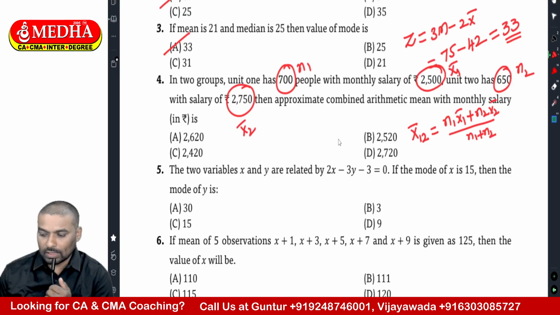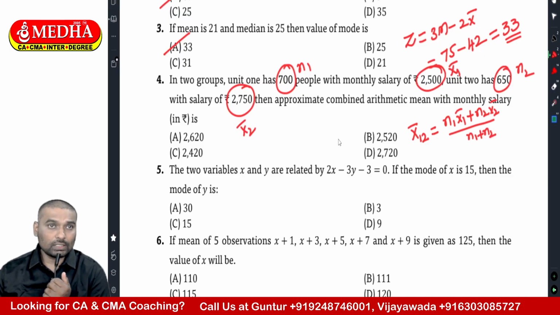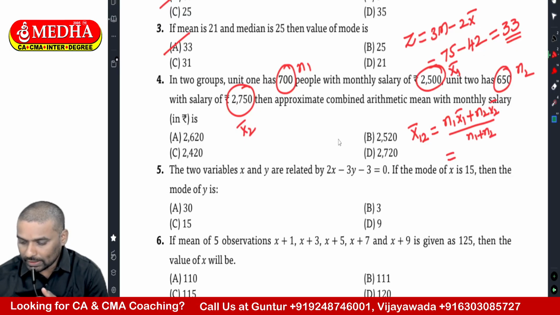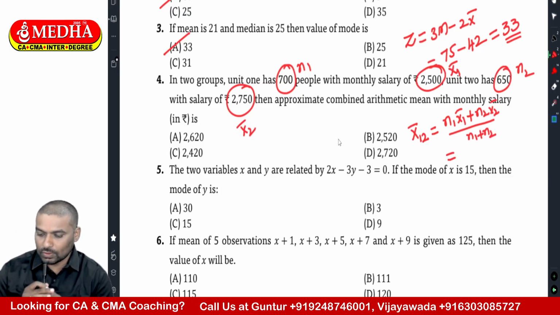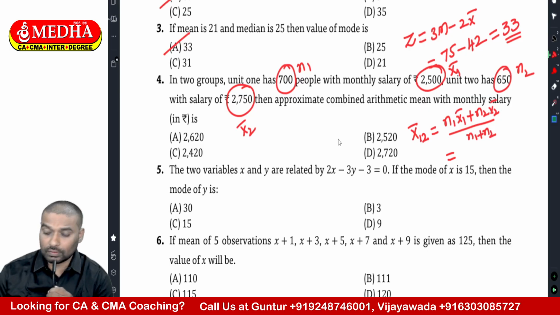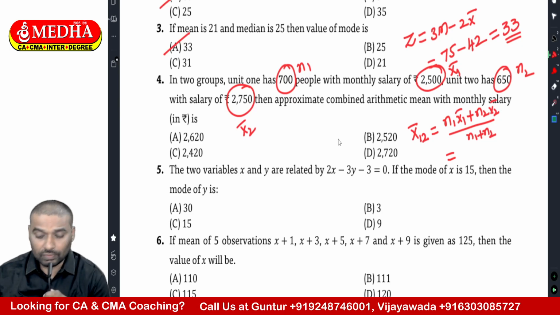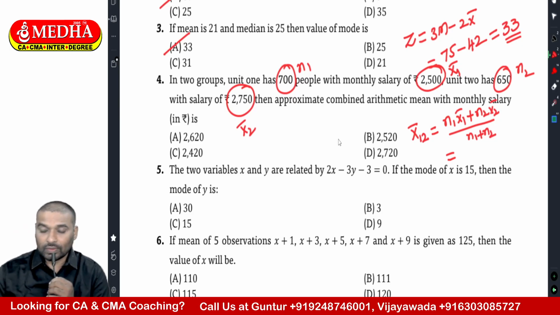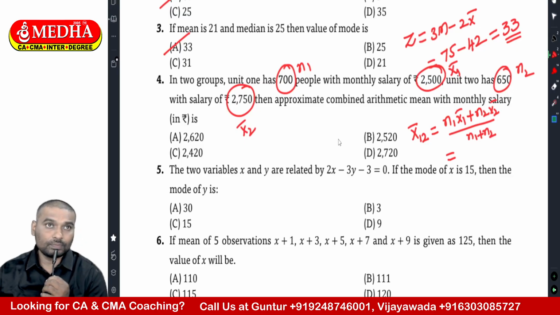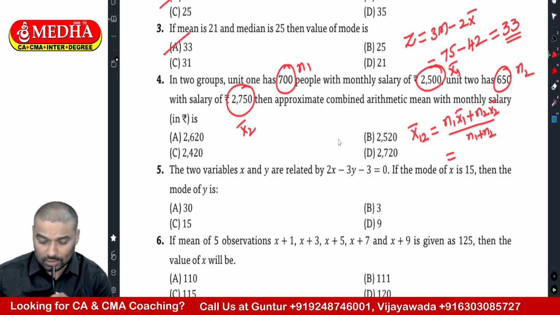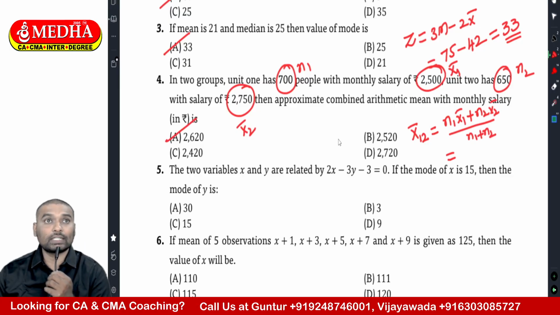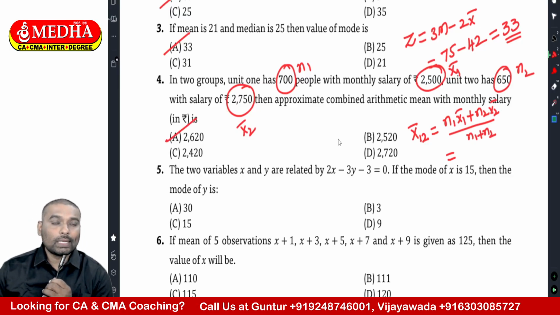Then we get the combined monthly salary: n1 x1 bar plus n2 x2 bar, 700 into 2500 plus 650 into 2750, divided by 700 plus 650. If we simplify this, then we get the combined arithmetic mean. The combined monthly salary is 2620. So the correct option is A.